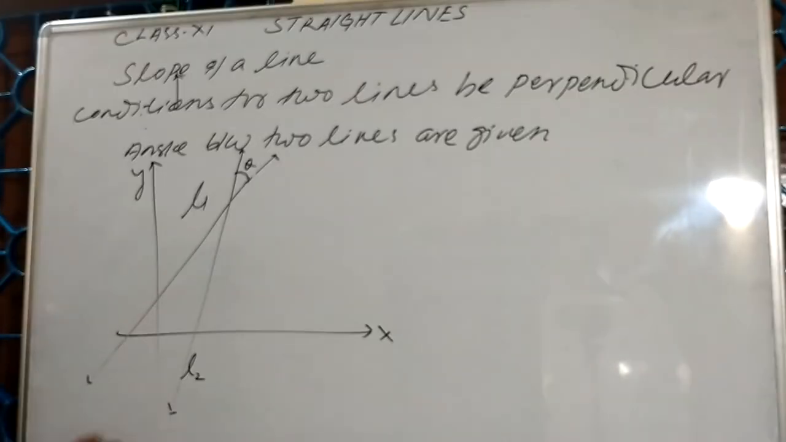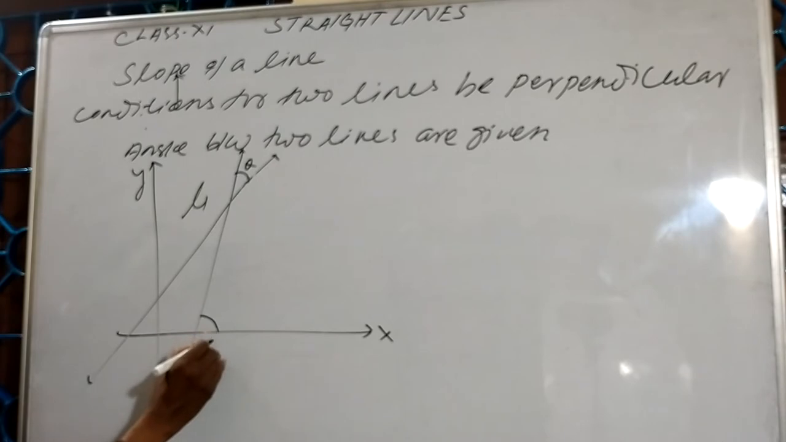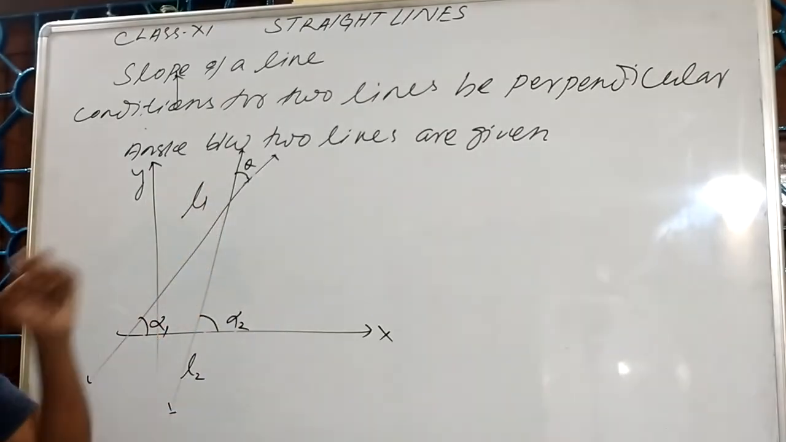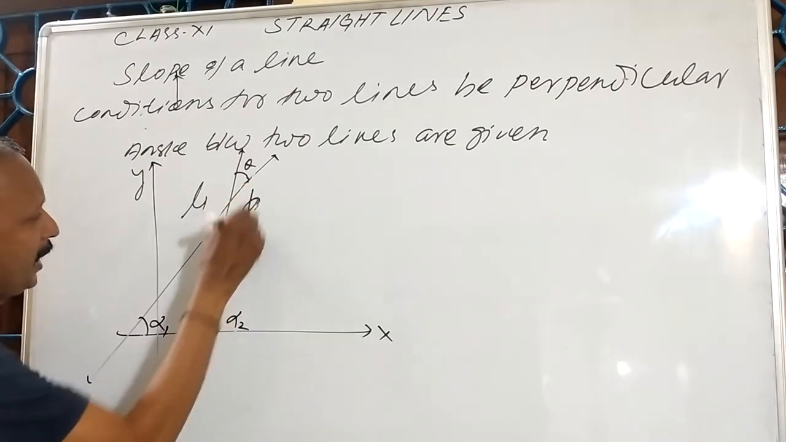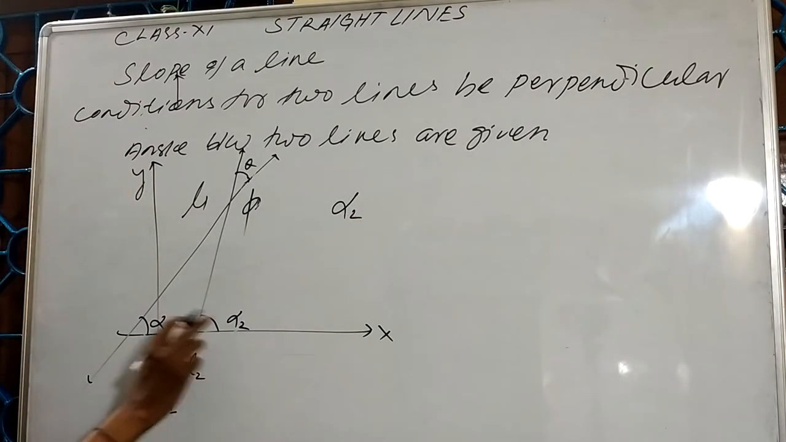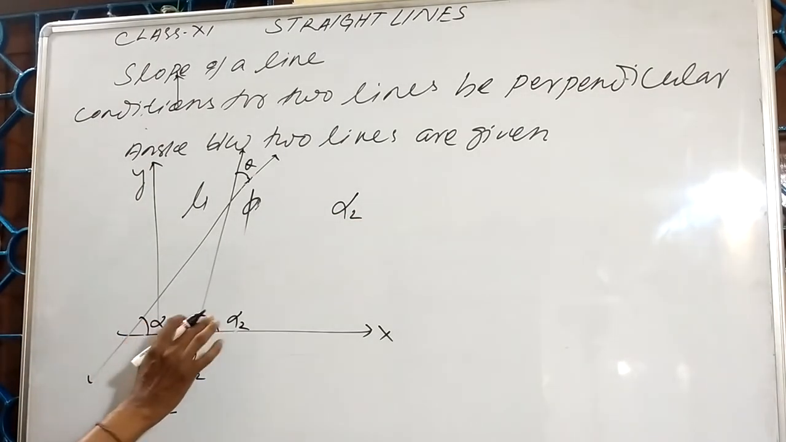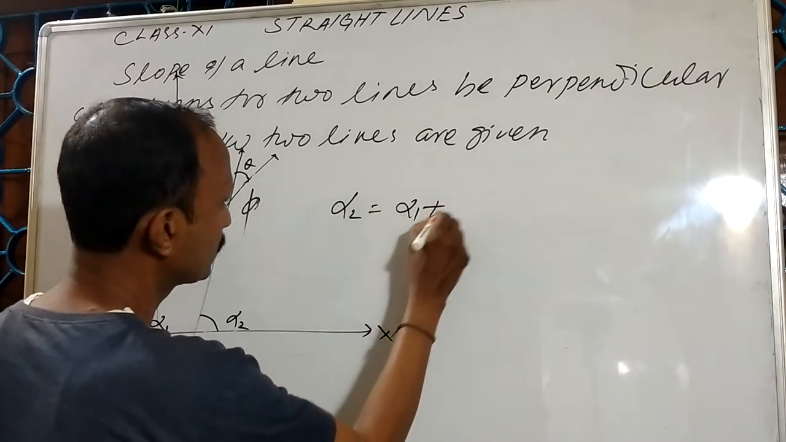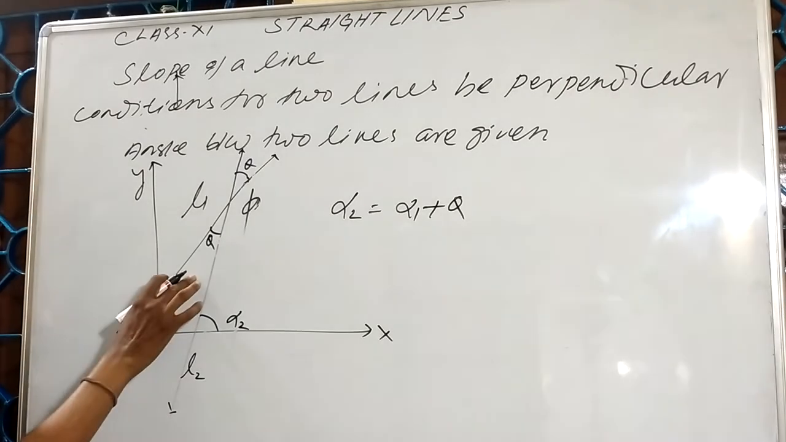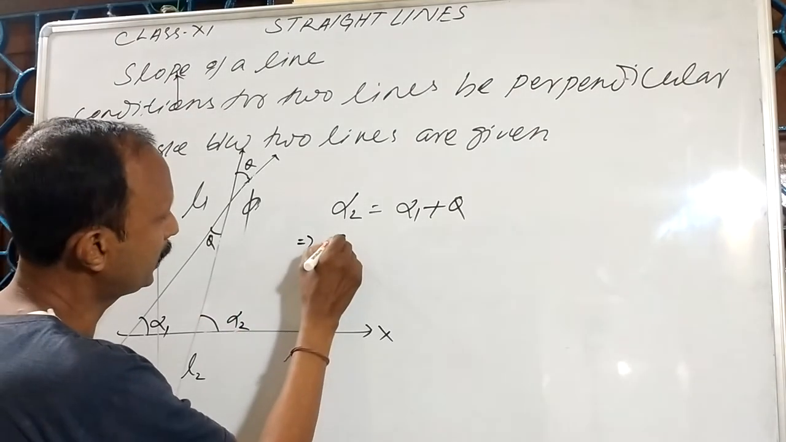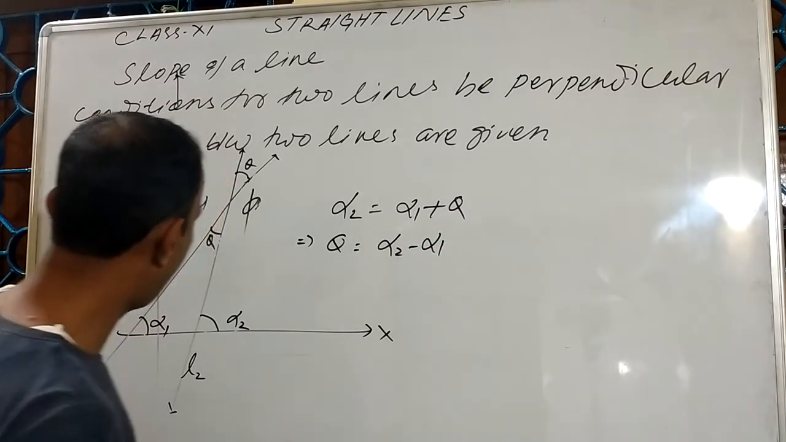Listen carefully. Suppose the line L2, its inclination is alpha 2, and the line L1, its inclination is alpha 1. So I have taken this angle theta. Suppose this angle I shall take phi. Now in this case, I can say that this alpha 2, the exterior angle, is equal to the sum of the opposite interior angles. That means alpha 2 is equal to alpha 1 plus theta, because this angle is also theta, as these two are vertically opposite angles. So I can say that this theta is equal to alpha 2 minus alpha 1.